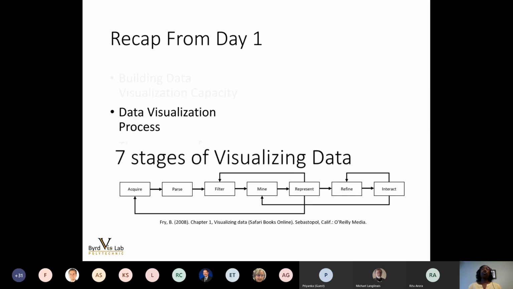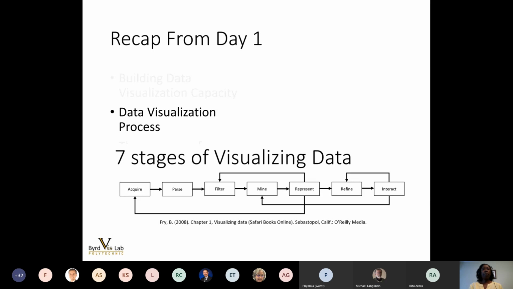The next thing that we talked about was the data visualization process. The format or template that I have chosen to use is the 7 stages of visualizing data, described in the book that's cited here. And I do encourage anyone who's interested in learning more about programming for data visualization to take a look at this book, because it gives you a nice introduction to programming. And so we looked at the 7 stages. We walked through each of those stages.